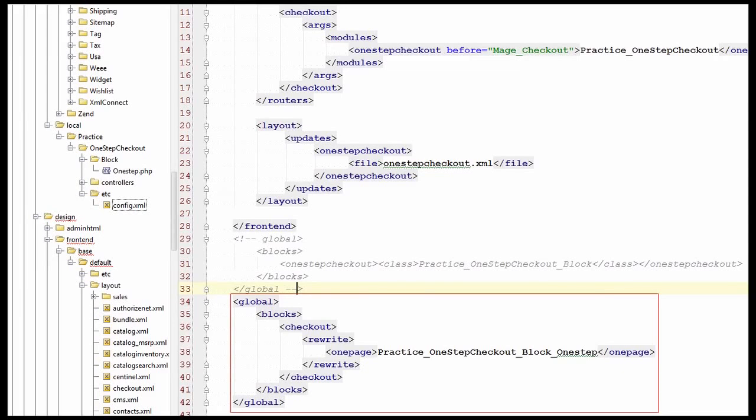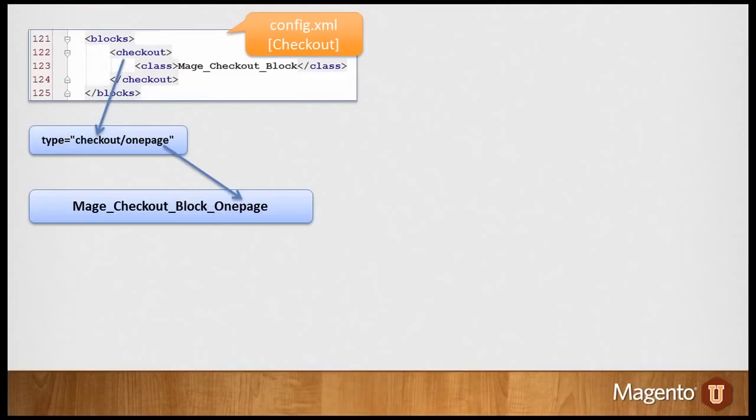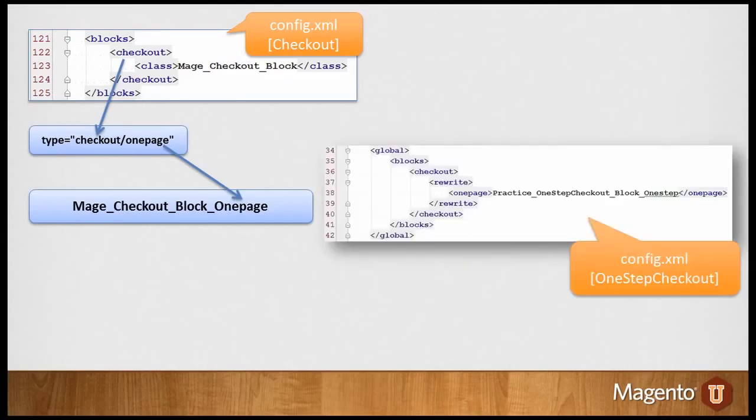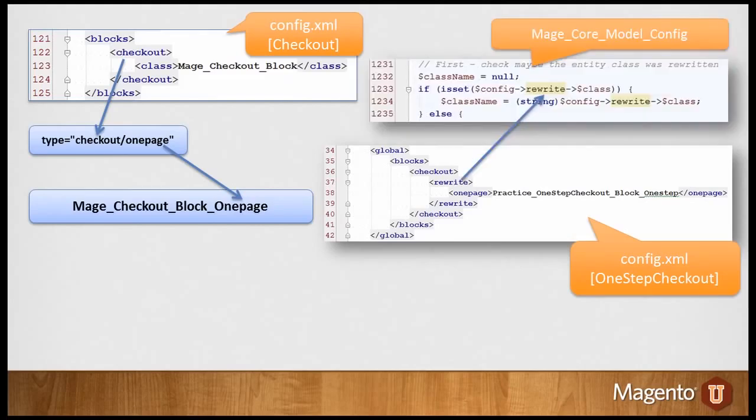If we ask the system to create a block of the type checkout/onepage before this rewrite, what class name would the system compose? According to the logic we explained a bit ago, it would be Mage Checkout Block OnePage, since we have this definition checkout block in Checkout Config XML. But we've rewritten the checkout node in blocks in our custom one-step checkout module's config.xml file. And now a new value will be taken for class name due to the logic in Mage Core Model Config class on line 1234.